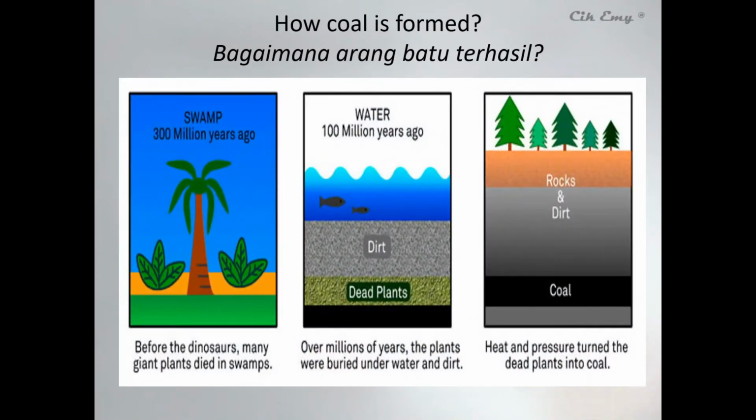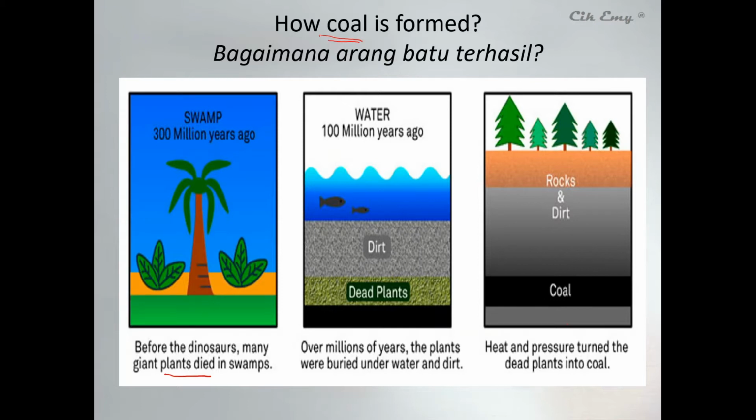Okay, how coal is formed? Macam mana arang batu terhasil? So kalau awak tengok gambar rajah ni, dia terhasil daripada tumbuhan yang dah mati. Okay, so plants are living things. So kita tahu kat sini hydrocarbon or coal is one of the example of organic compound.